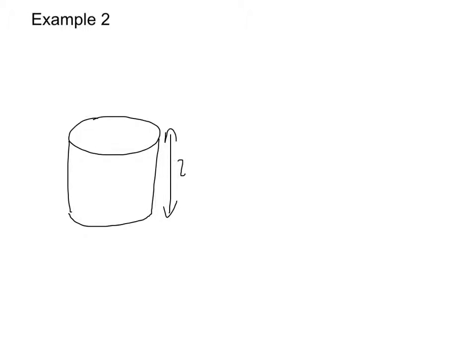Let's take a further example. Let's take a reverse look this time. Let's say we've got a cylinder. Here's a cylinder. It's got a height of 20 centimeters.